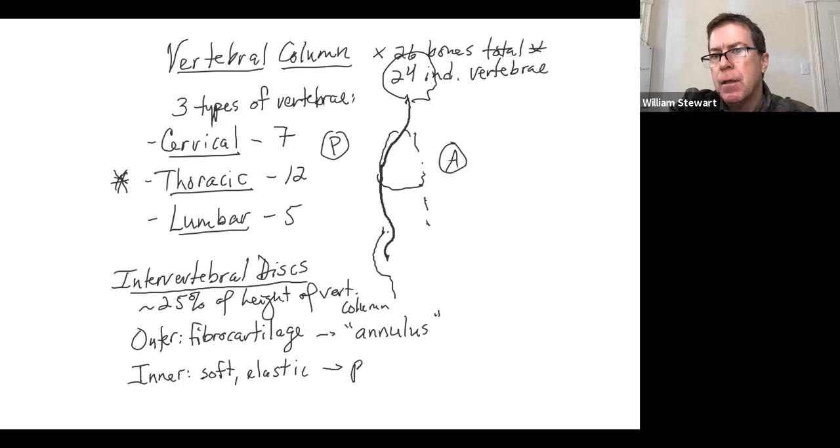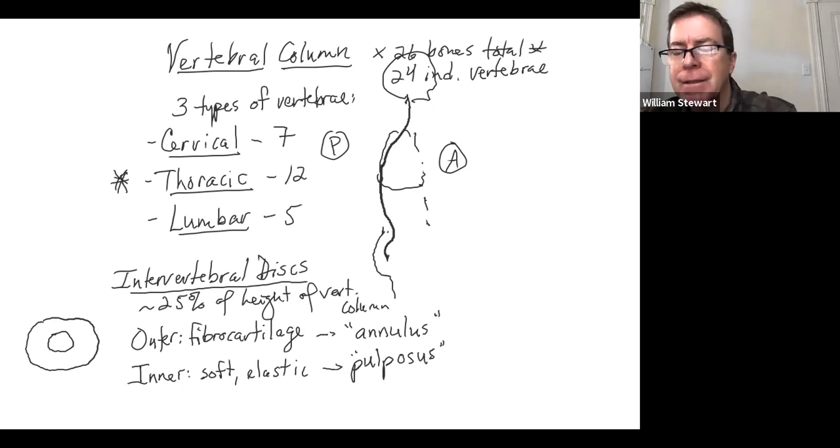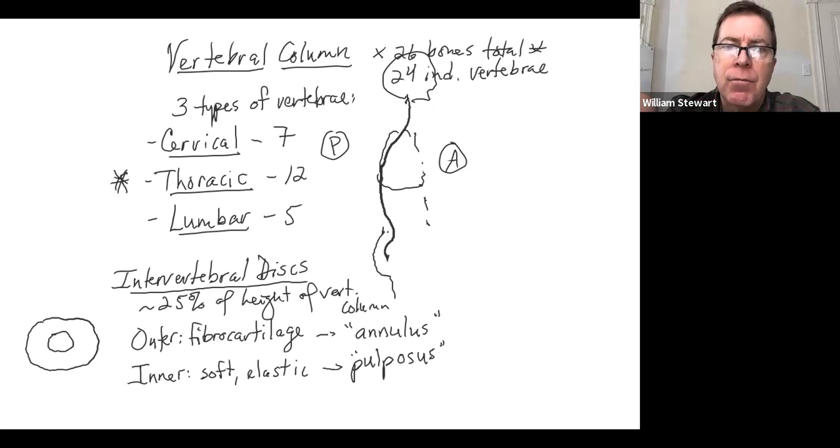So P-U-L, I'll try to spell this clearly with this pen, it's not easy, O-S-U-S. All right, so if you were to look at an intervertebral disc, it has this circular pulposus in the center. Evolutionarily, I'm not going to test you on this, just so you know, that's the remnants of a notochord, the inside of this disc. But clinically, there's significance to that.